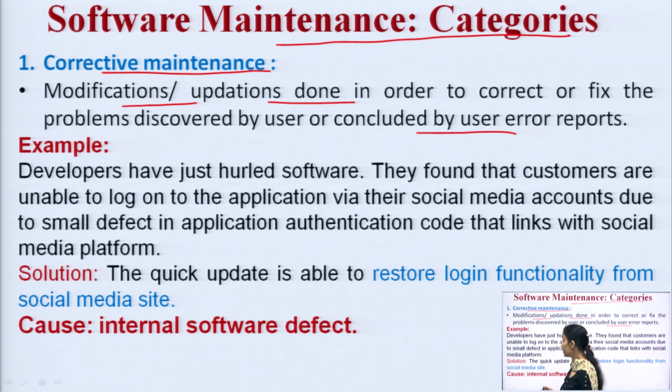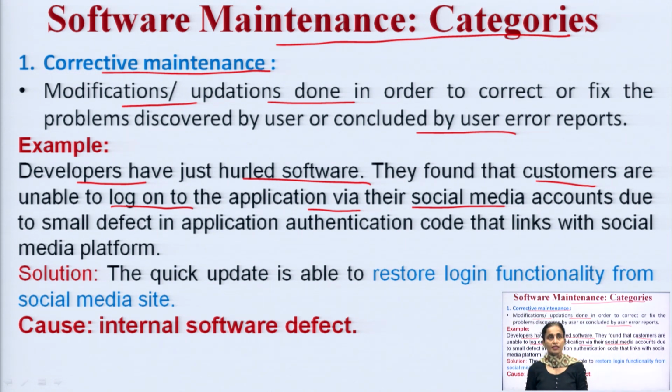Let us take an example. Suppose the developers have just launched the software. They have found that the customers are unable to log on to the software application via their social media accounts. There can be some small defect in the application authentication code. That is linking with the social media platform, and now the user is unable to do that. So, because of this small defect, the error is coming.